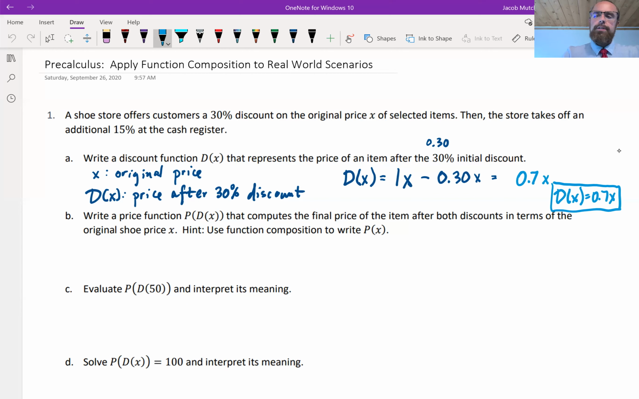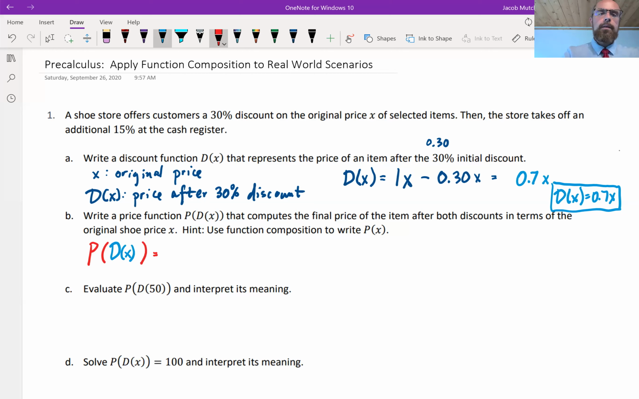So again, we know d of x is 0.7x. That's what we just wrote in part A. So P of x, in fact, we'll call it P of d of x. And here I want to color code. So let me back up. So we'll call the final price in red there. And we're composing in d of x. So we'll write it in terms of d of x first, and then we'll substitute in our 0.7x. So that is really following the same pattern that we used for our first equation there.